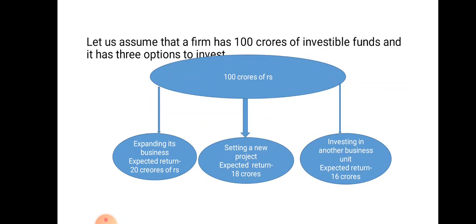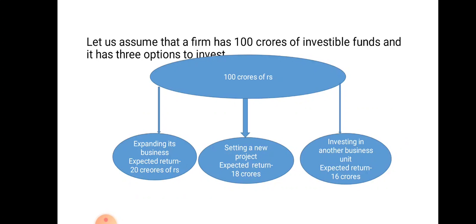So now the first alternative will give a return of 20 crores of rupees. From the second alternative, the return is expected to be 18 crores, and from the third alternative, the return is expected to be 16 crores. Now the question is, which alternative to be chosen? So which one will you choose among all the three? The one which would give the maximum returns.